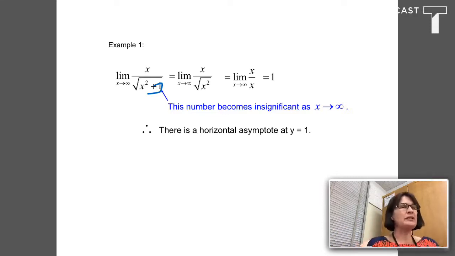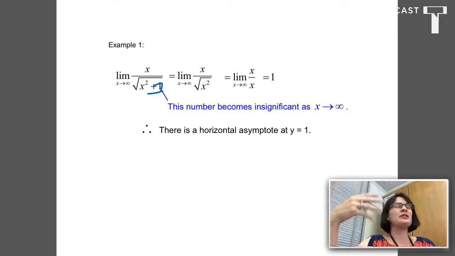which means algebraically we can consider a new expression, x over the square root of x squared. So now I can deal with this new expression. I can think of the limit as x approaches positive infinity of x over the square root of x squared.